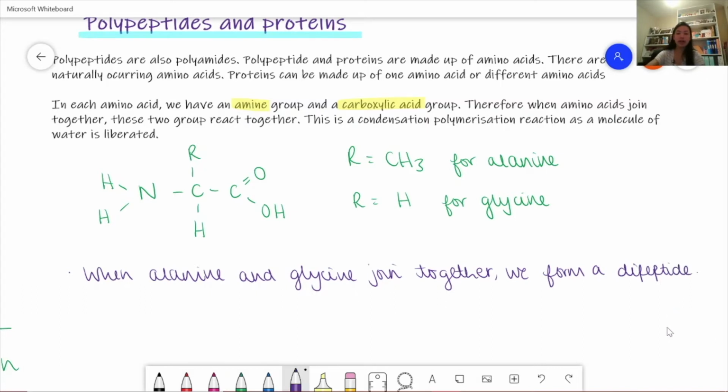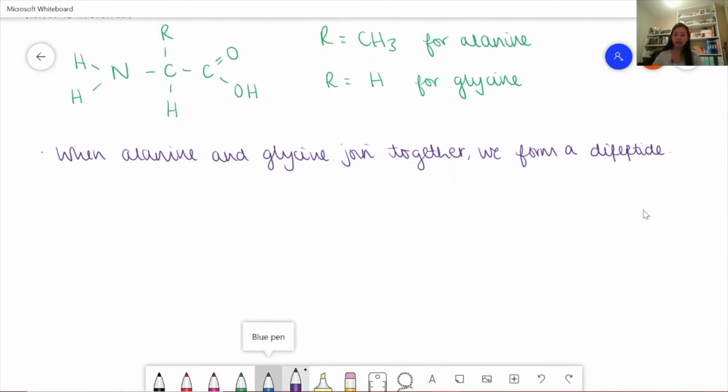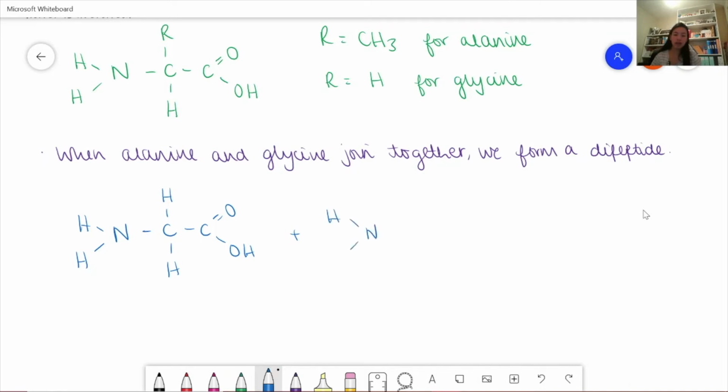So what it would look like would be, if we had NH2. So I'm going to draw the glycine first. So we have C, H, H, C double bond O, and then OH, and then plus this alanine, C, and then CH3, H, and then carbon double bond to oxygen and OH. So we have glycine and we have alanine.